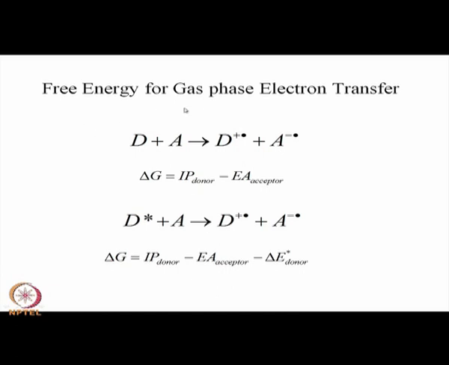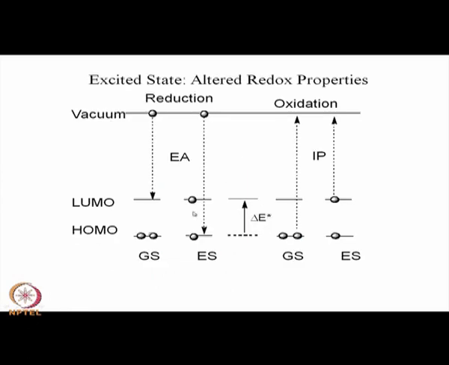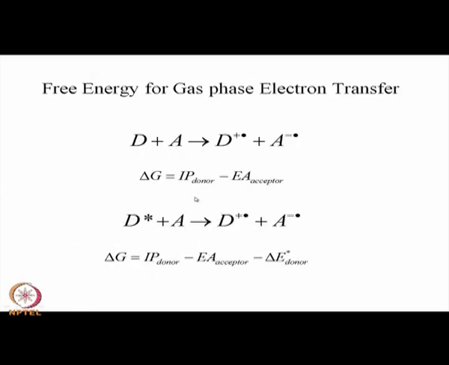So, the free energy of gas phase electron transfer. You can say like this: this is your D plus A in the ground state, and this is from the D star state. If you consider this diagram, it will be clear from here. So delta G is IP minus EA, and here it is IP minus EA minus delta E star, where delta E star is the energy required for this excitation.